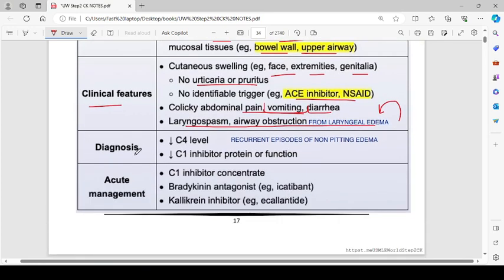How do we diagnose this? There will be a decreased C4 level and decreased C1 inhibitor protein or function, and there are recurrent episodes of non-pitting edema. Acute management: C1 inhibitor concentrate, a bradykinin antagonist like icatibant, and a kallikrein inhibitor like ecallantide.